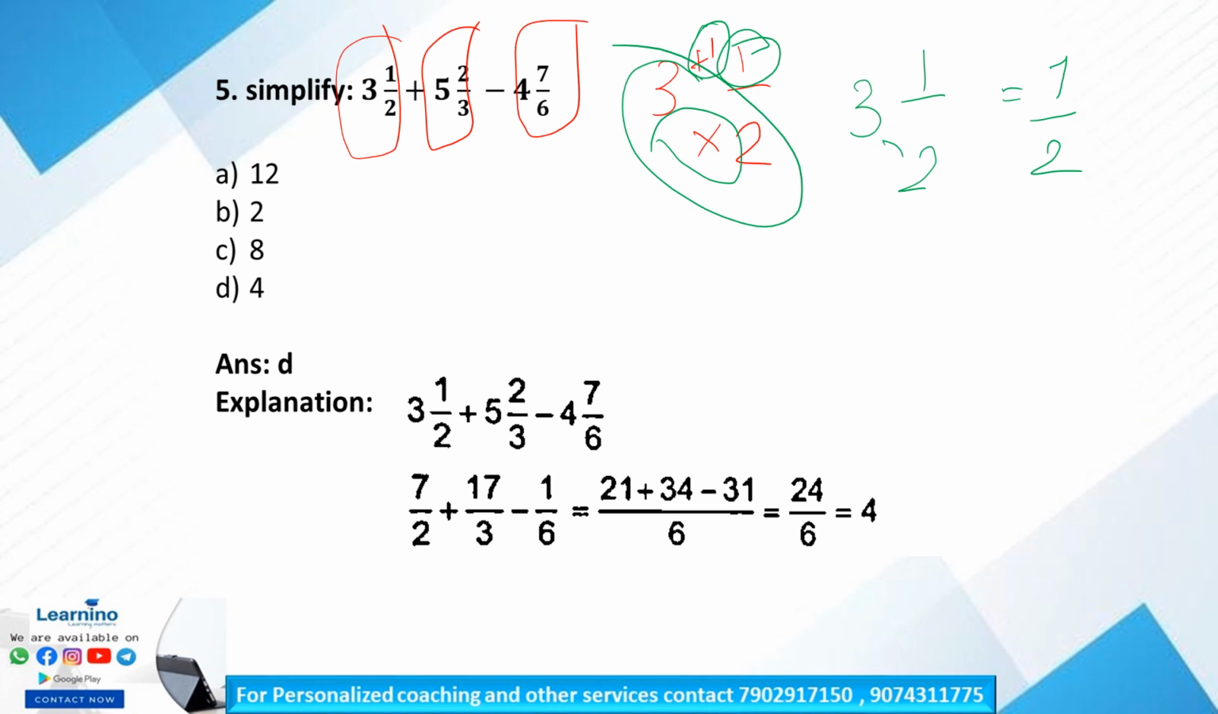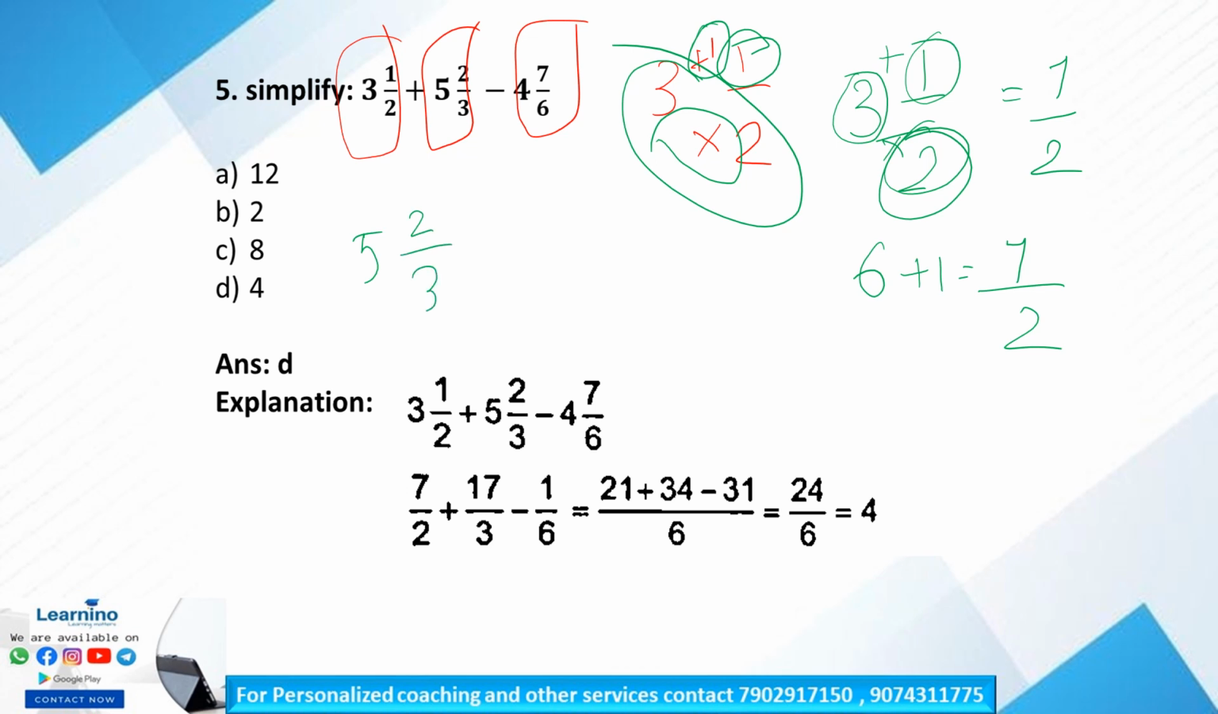Is it clear? We have to multiply this 3 and 2 first. So we will get 6. Along with that, we have to add this numerator. So 6 plus 1 is equal to 7, and we keep the denominator as it is. So 7 by 2. So what is 5 2 by 3? We have to multiply 5 and 3, so 15. Then plus this numerator, so plus 2, divided by the same denominator 3. So 17 by 3. Is it clear?